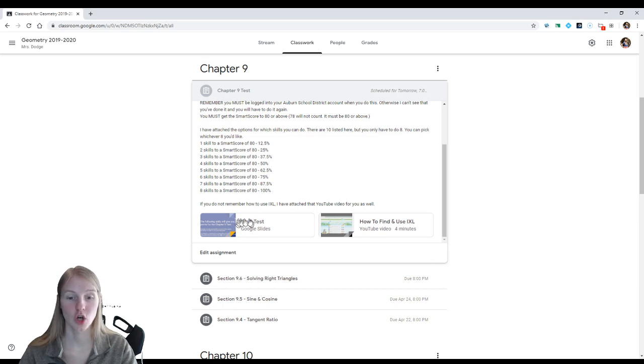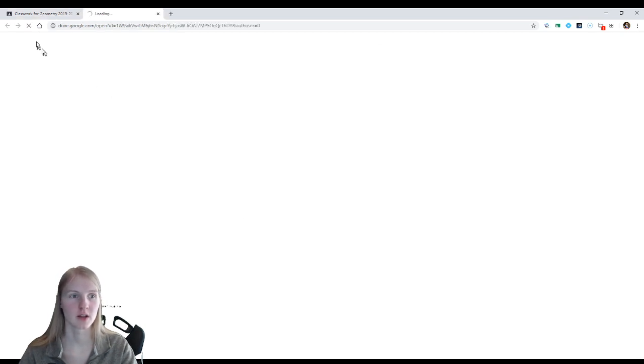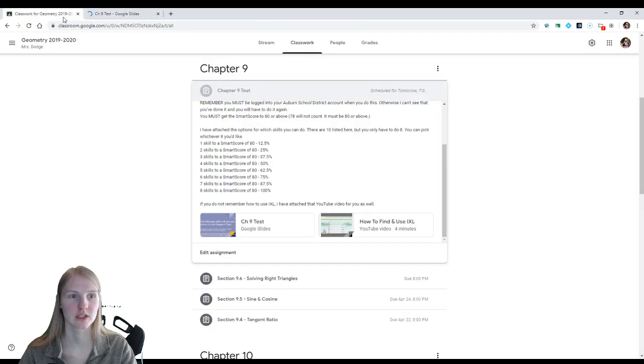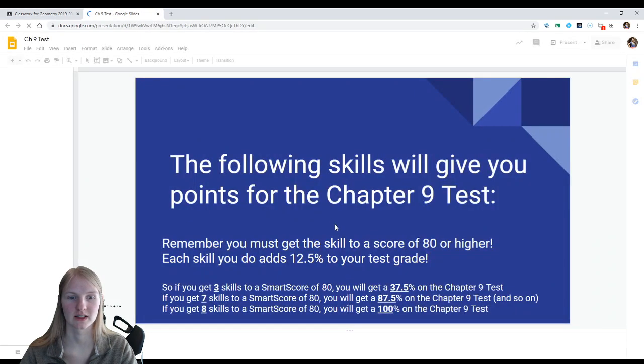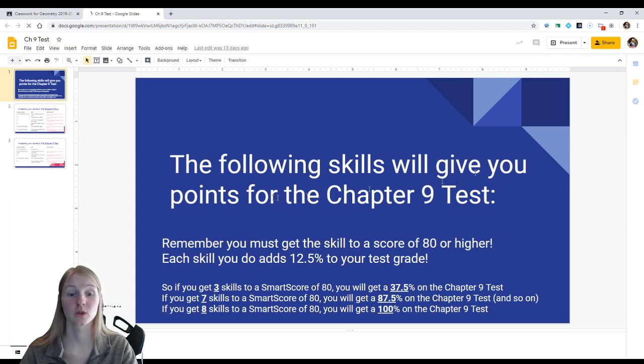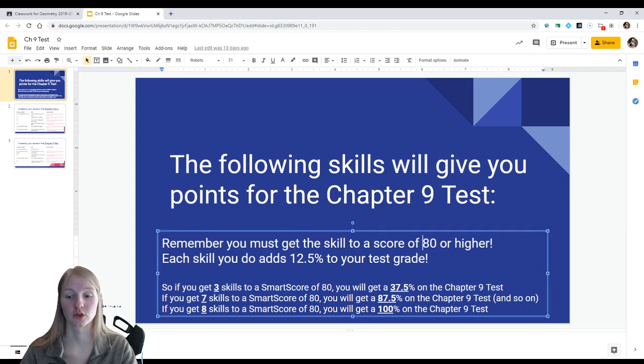So let's go over it. I'm going to click on the test scores, this Google slide attached here, and let's go over what this says. So, the following skills will give you points for the Chapter 9 test. Remember, you must get the skill to a SMART score of 80 or higher. Each skill you do adds 12.5% to your test grade. So, 3 skills, 3 times 12.5, 37.5. 7 skills, 7 times 12.5, 87.5. 8 skills, 8 times 12.5 equals 100. You get it. I think you get it.